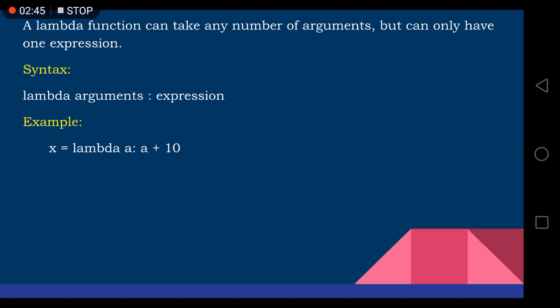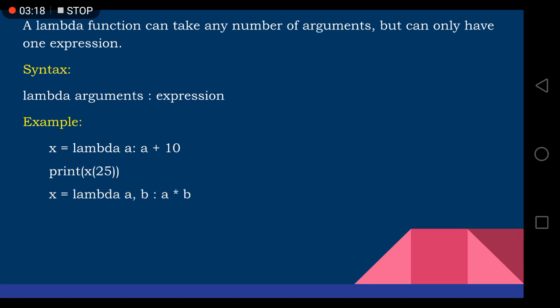That means the argument is passed to the function, and this function does only the expression a + 10. So suppose we pass 5, then 5 + 10 is 15, which is assigned to the variable x. Now print(x(25)). Here we are giving 25. That means x = lambda a takes a as the input, so it will add 25 as a + 10, which is 35.